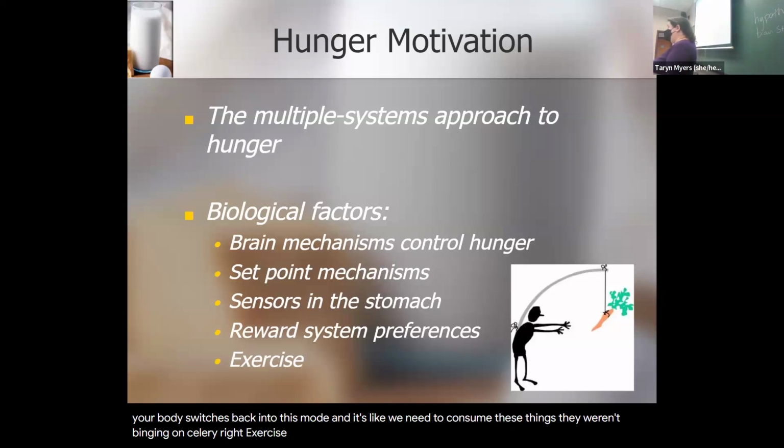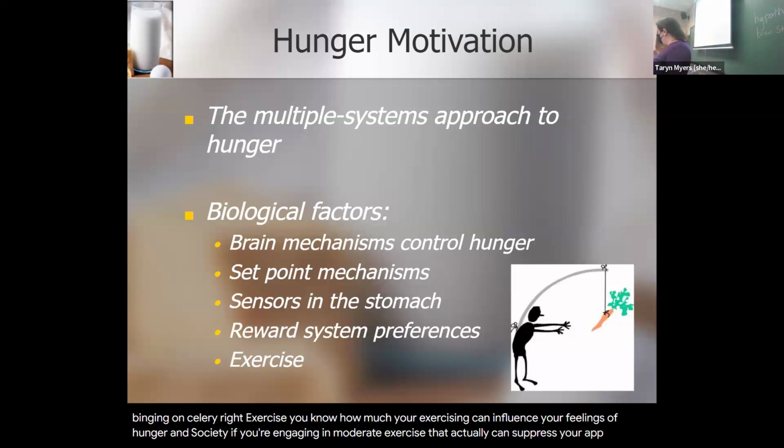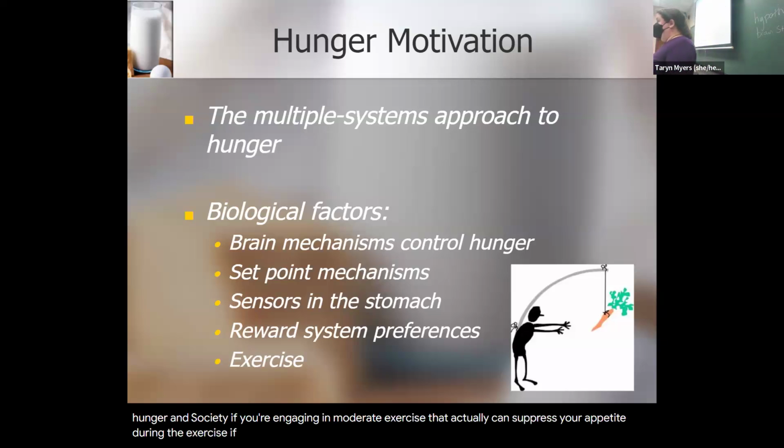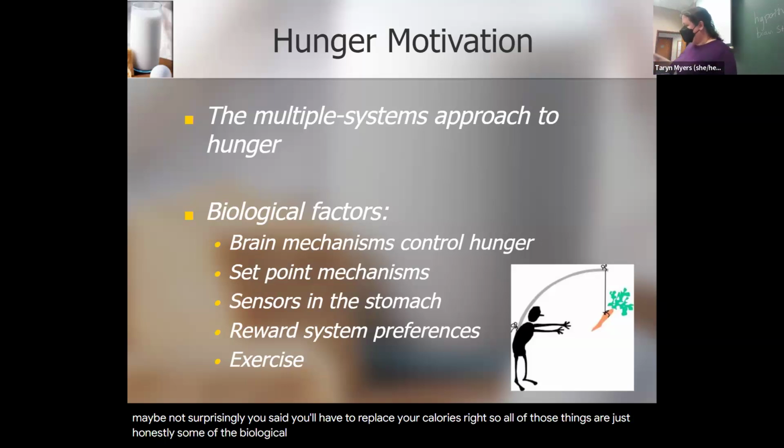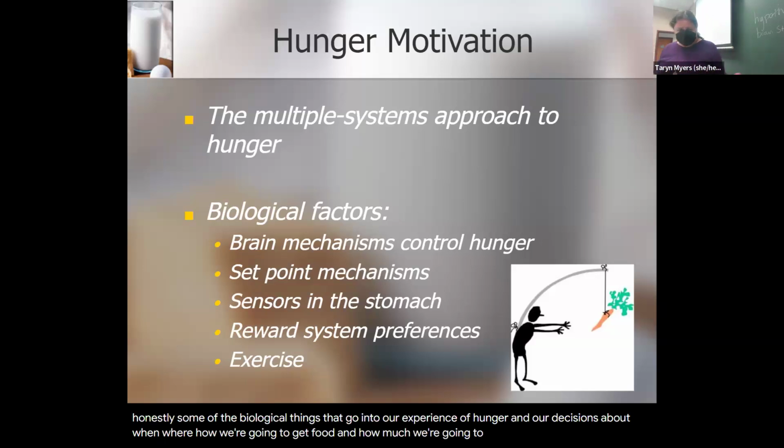Exercise. How much you're exercising can influence your feelings of hunger and satiety. If you're engaging in moderate exercise, that can actually suppress your appetite during the exercise. If you're engaging in very high intensity exercise, that can actually promote hunger. Maybe not surprisingly, because then you'll have to replace your calories, right? So all of those things are honestly some of the biological things that go into our experience of hunger and our decisions about when, where, how we're going to get food and how much we're going to consume.